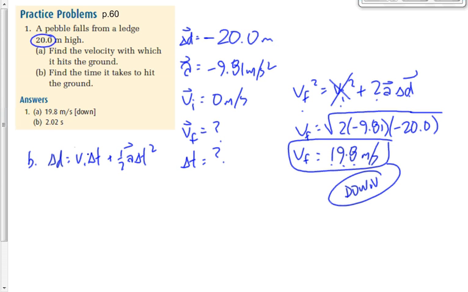Okay, that's a perfectly valid equation. It's going to work for us. Well, we're not really sure if it's going to work for us, but we know that it's a correct equation. So it's worth trying, and we'll see. We got delta D. Vi is 0, that's good because that makes the math easier too. A is negative 9.81, and t is unknown. Good, that's going to work for us.